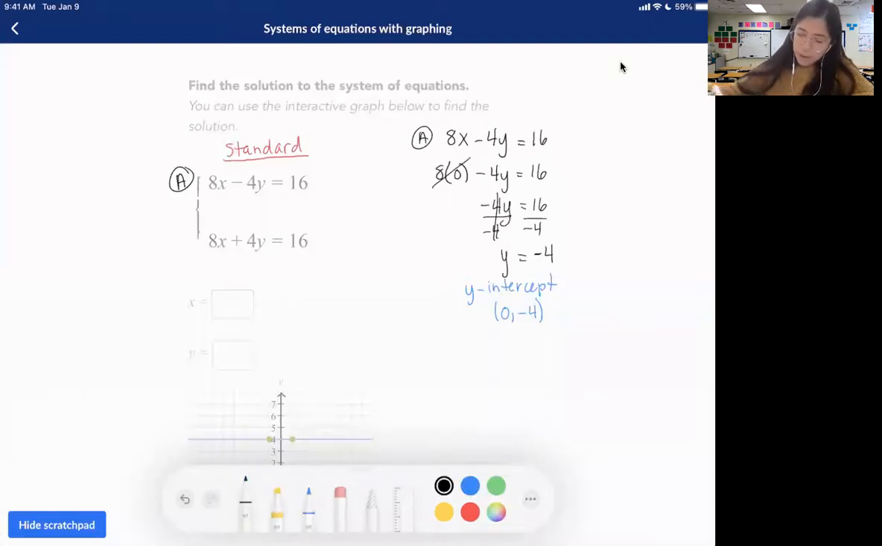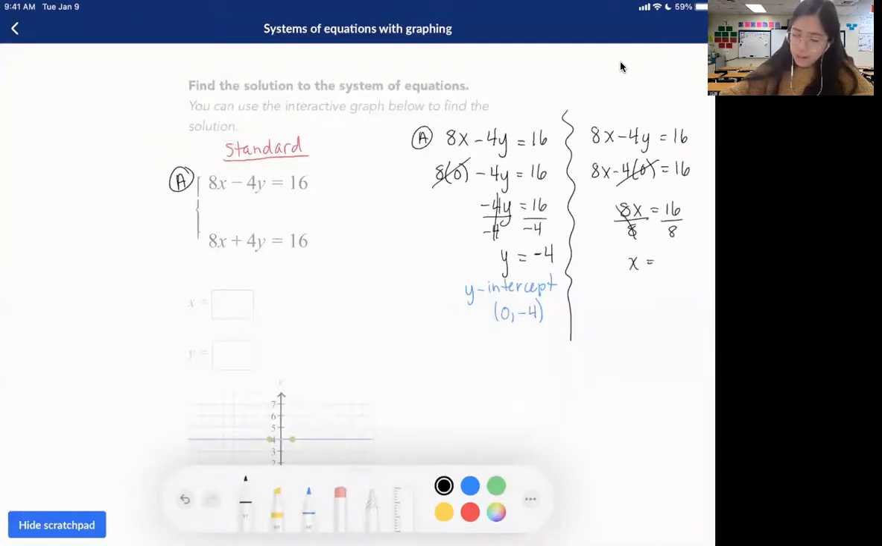And just like I said before, what we're also going to do is plug in a 0, this time for y. So I plug in a 0 for y. It cancels out. I got 8x equals 16. I divide both sides by 8. I end up with x equals 16 divided by 8 is 2. Well, that's not the y-intercept anymore. This is my x-intercept. This is the x-intercept of equation A, which means I have a point at 2, 0.